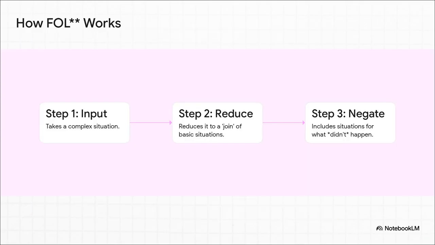So how does it actually work? Well, it's pretty clever. It takes a really complex situation and deconstructs it into a join or a combination of those simple Davidsonian-style basic events. But here's the really cool part. It also makes room for the things that didn't happen. The negative statements. Because sometimes what isn't there is just as important as what is.